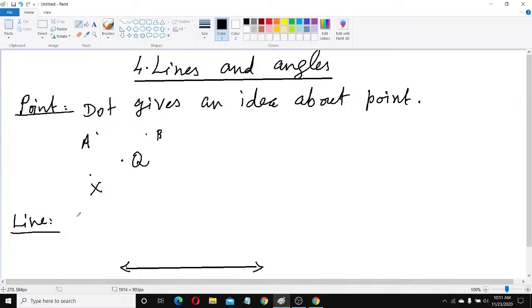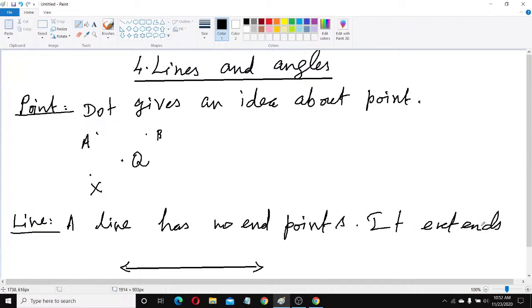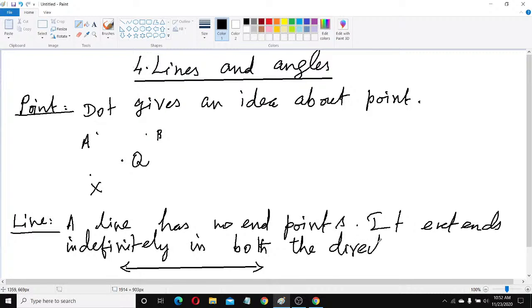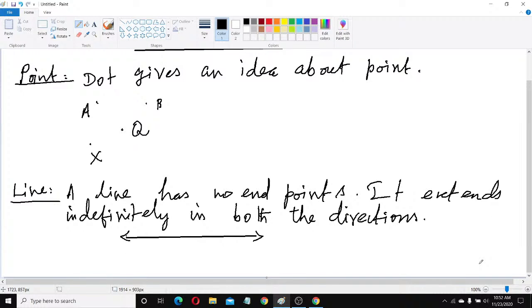Now I will write the definition. A line has no end points. It extends indefinitely in both the directions. In two directions you can extend the line, children. Now how many lines can you draw? You can draw an unlimited number of lines. Points also you can mark unlimited number on the board. You can draw an unlimited number of lines on the blackboard, children.